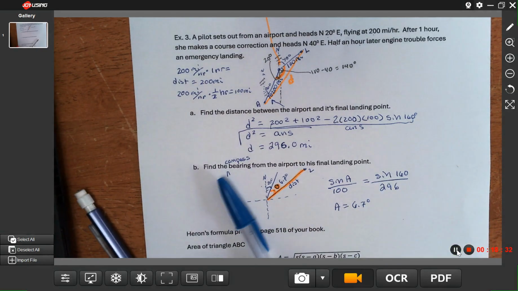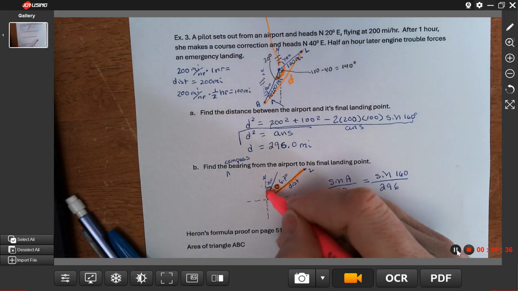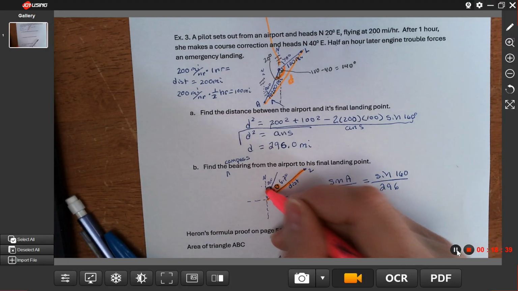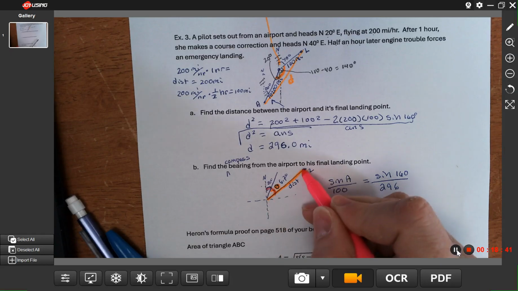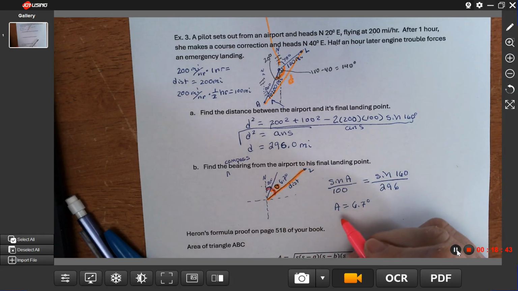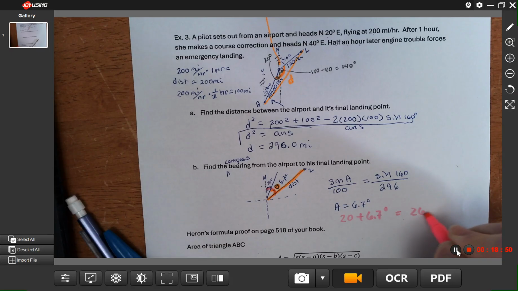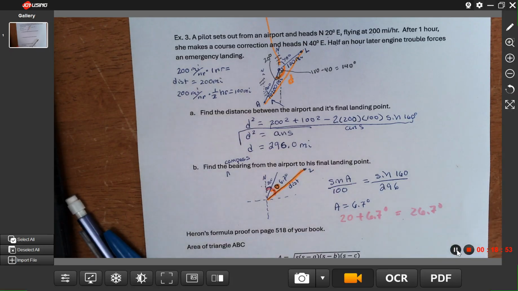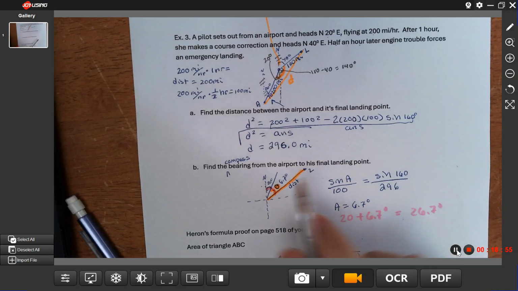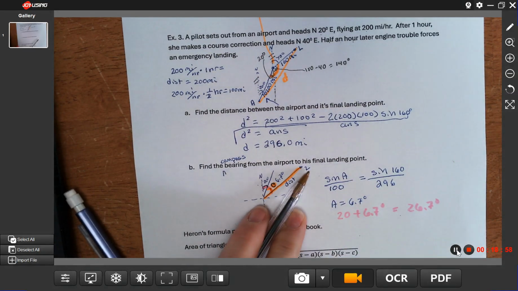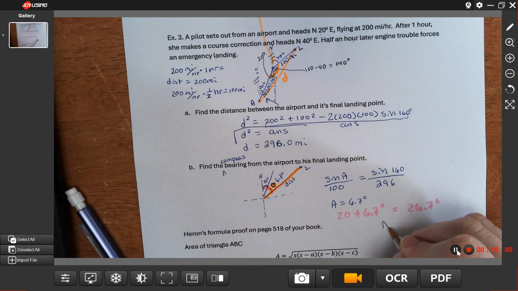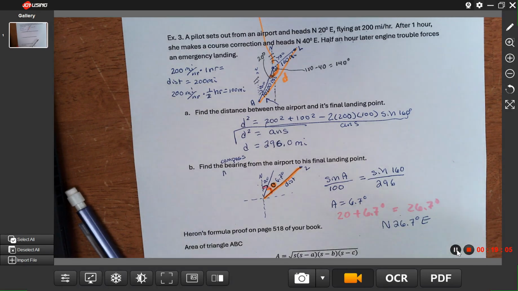So this angle that I need to find my compass bearing is from north to this direction that the plane was going. So that angle would be 20 plus 6.7 degrees. So that's 26.7 degrees. All right, we're ready to write the compass bearing. So the compass bearing, we start north and we tilt that far to the east. So the compass bearing is north 26.7 degrees east.